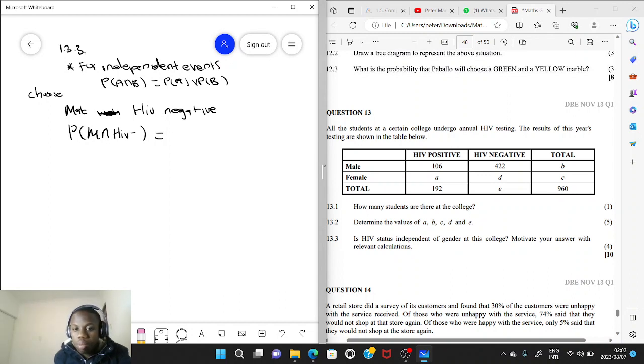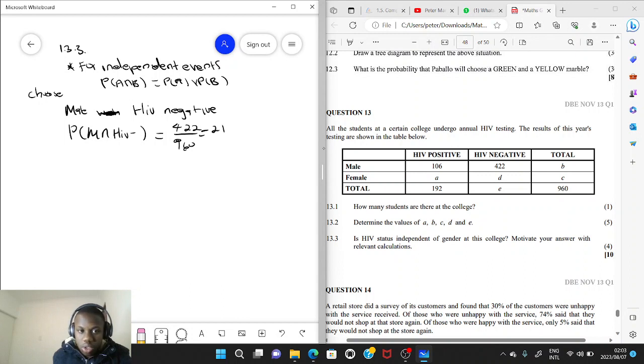I'm going to look at this row of males, right? What do I do at this row? I want a male who's HIV negative, and here it's a male who is HIV negative. So I'm determining the probabilities. I'll have 422 over 960. Let's calculate it. What is 422 over 960?